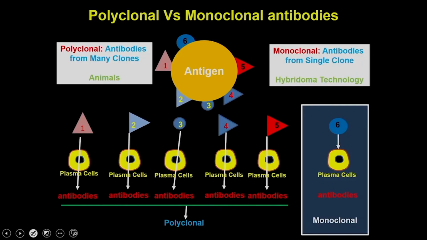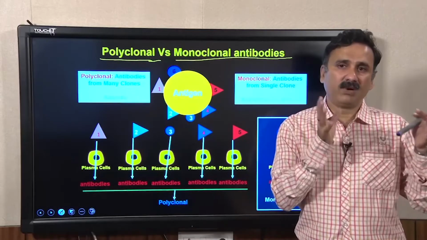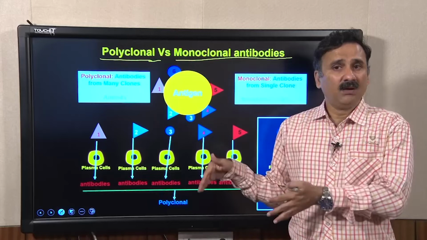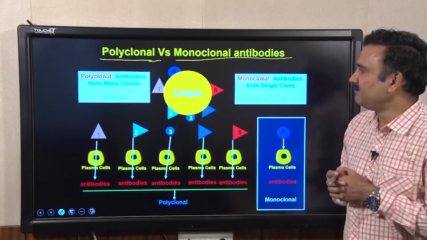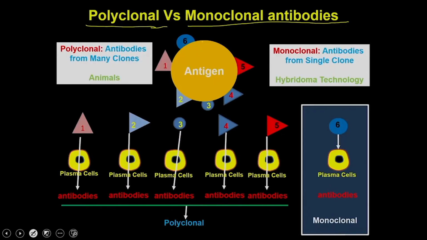Now, let us understand what is meant by polyclonal as well as monoclonal antibodies. The antibodies produced by an organism could fall into two categories. One is called polyclonal, the other one is called monoclonal antibodies. Now, what you can imagine is that you have an antigen.